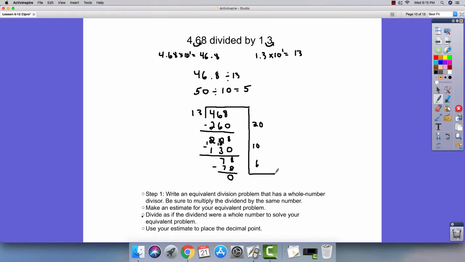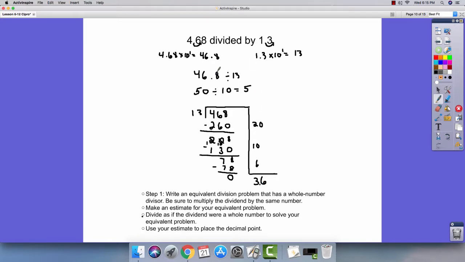So now add up my partial products. 20 plus 10 plus 6 is 36. Now I need to go back to my estimate here. 46 and 8/10 divided by 13, my estimate was 5. So the answer to my problem is actually 3 and 6/10. I have to place my decimal based off of my estimate.